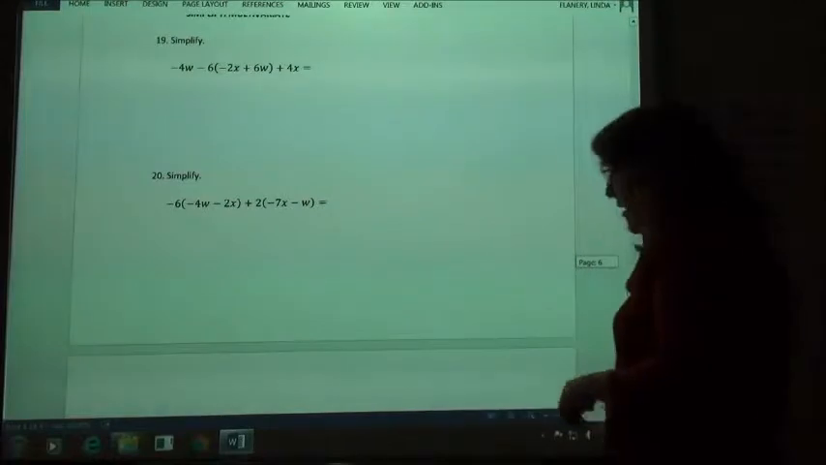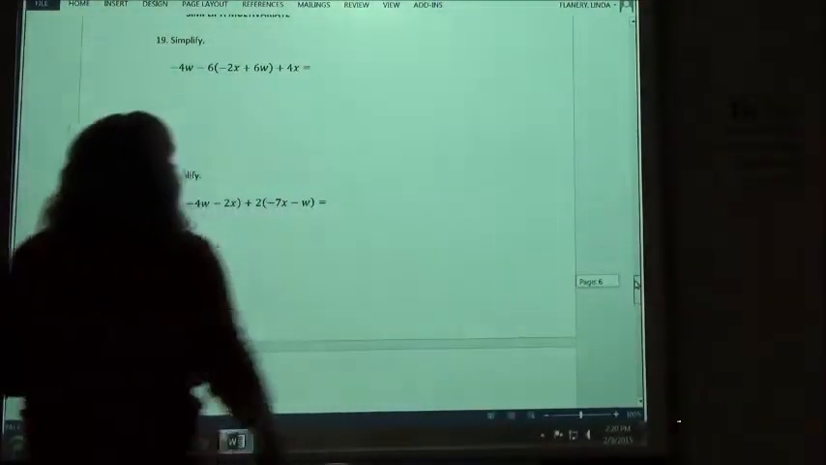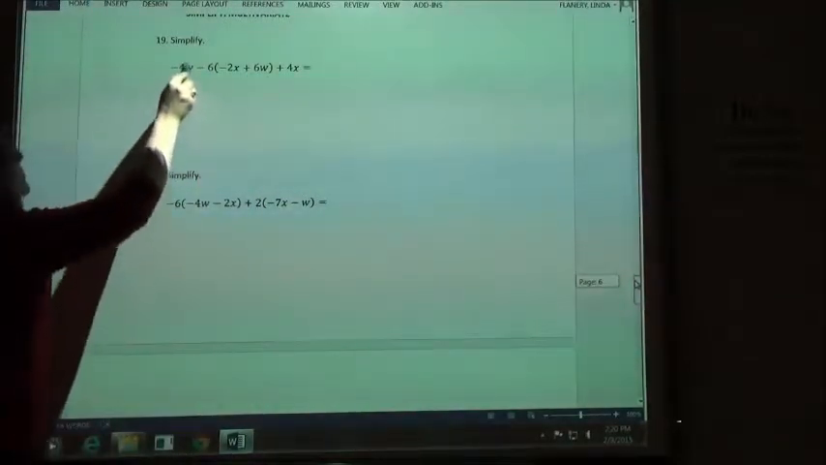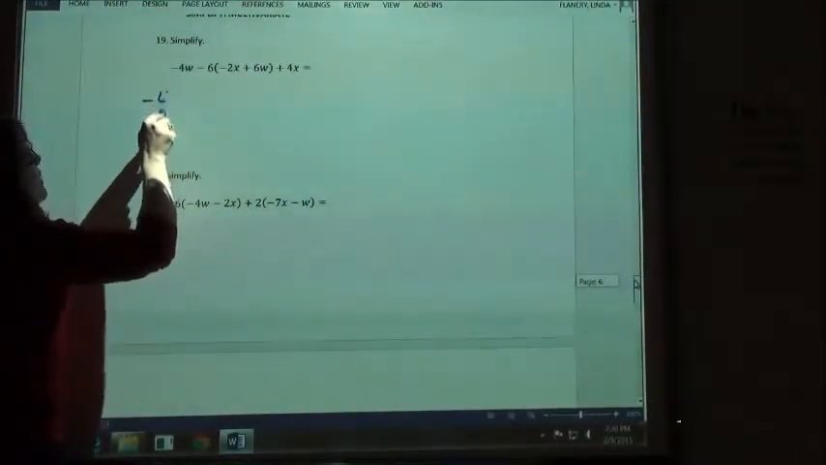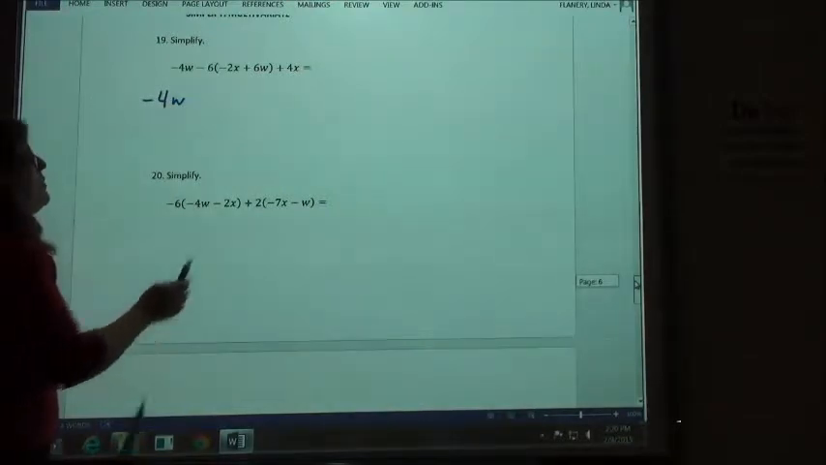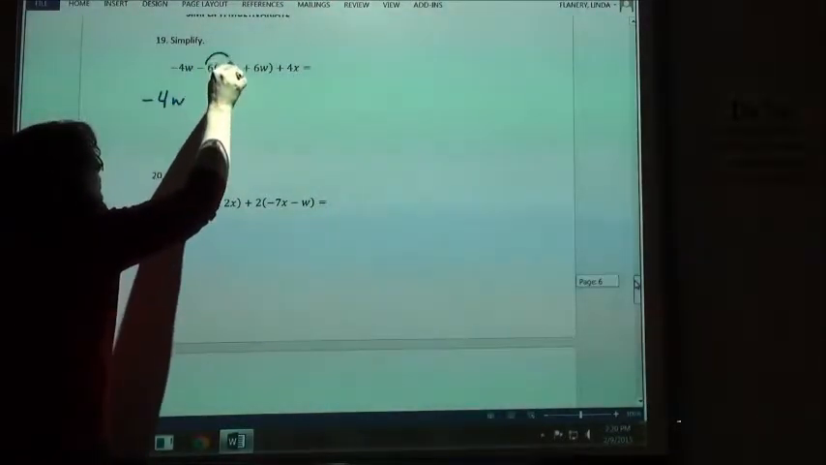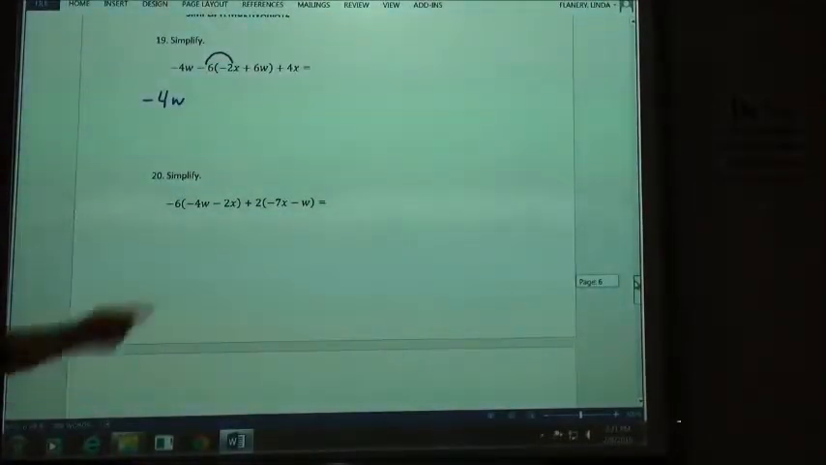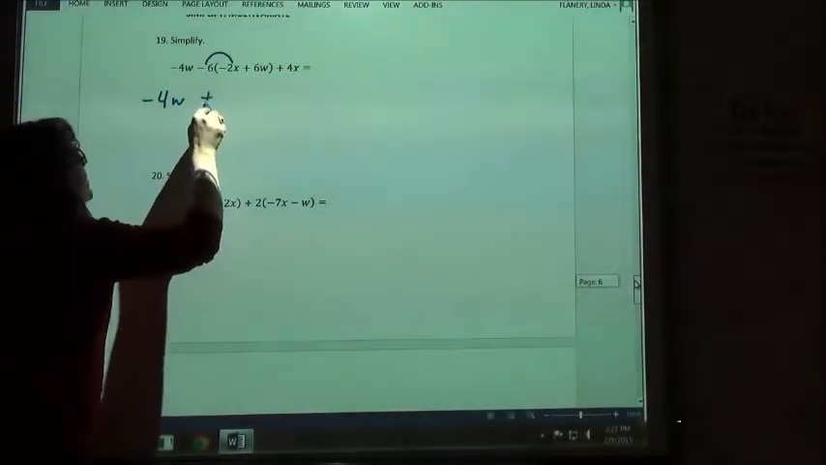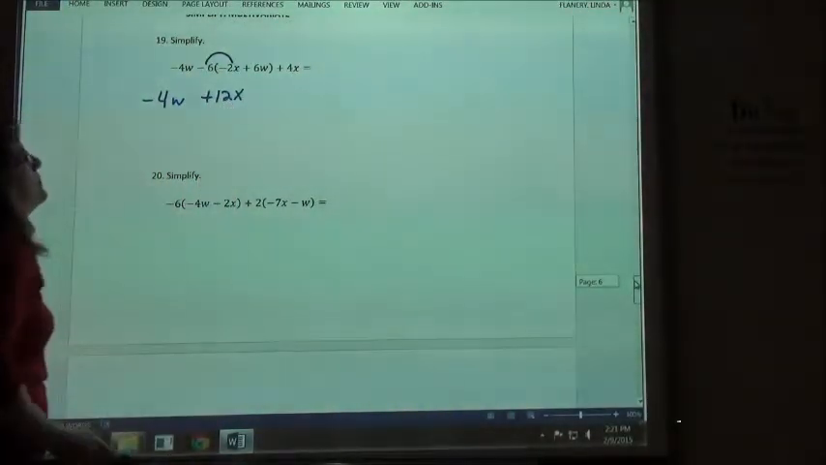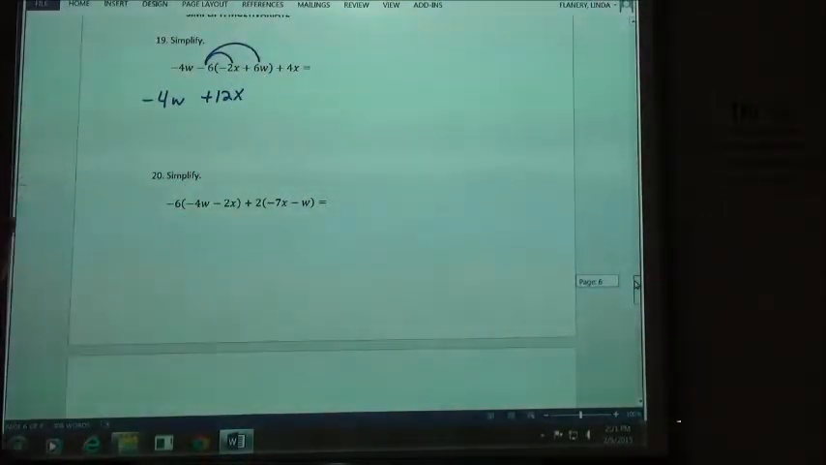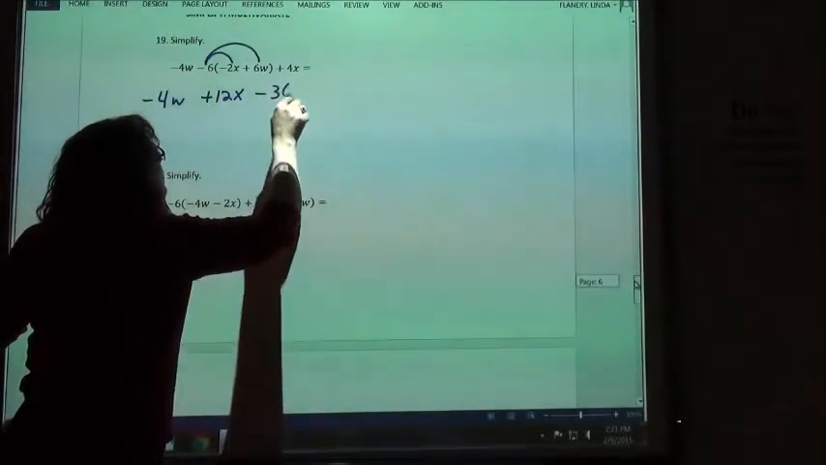So number 19, same kind of thing we just got done doing. I'm going to start and get rid of my parentheses here in the middle. This minus 4w in front is just going to come down. Now I'm going to multiply, but I'm not going to put my answer or my sign of my answer until I actually do my multiplying. When I do a negative 6 times a negative 2, a negative times a negative is a positive 12x. Negative 6 times a positive 6w. Negative times a positive is a negative 36w.